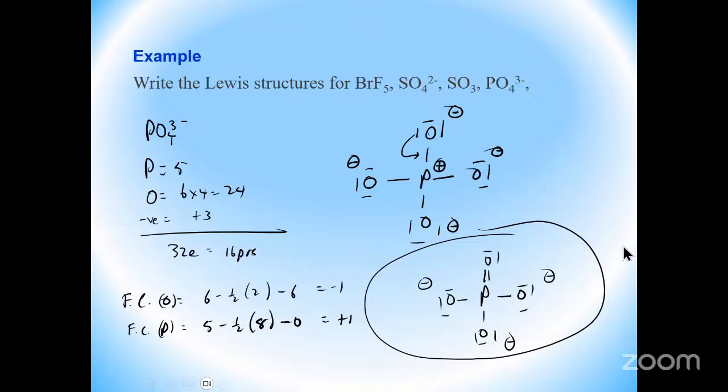Okay, any questions about this one? In the formal charge equation, you're doing 6 minus half of 2 minus 6, to get -1, right? Because half of 2 is 1, 6 minus 1 is 5, and 5 minus 6 gives you -1. So that will be the formal charge of each oxygen. Okay, any other questions?